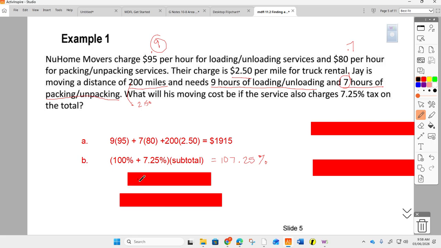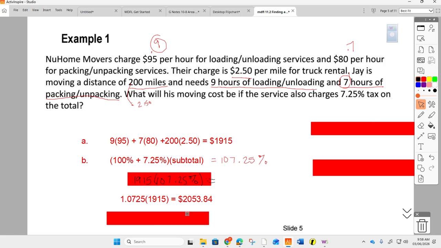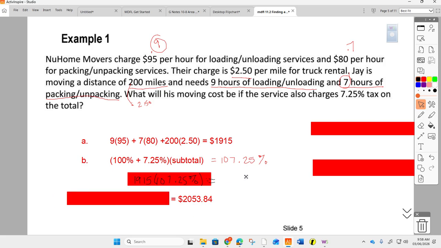So it's going to be 1915 times 107.25%. You can convert that to a decimal in your calculator if you want, but you don't have to. There's a button on your phone. There's a button on your calculator. You can always do that. So if we do that, we get $2,053.84. So that's the price for moving using this many hours for loading, unloading, packing, unpacking, and the miles of the year.